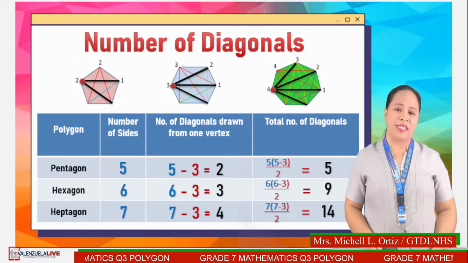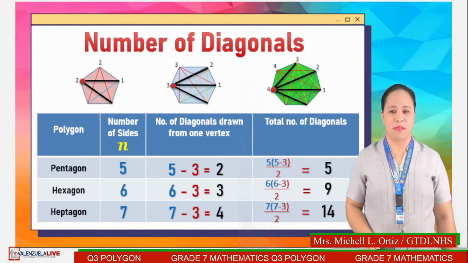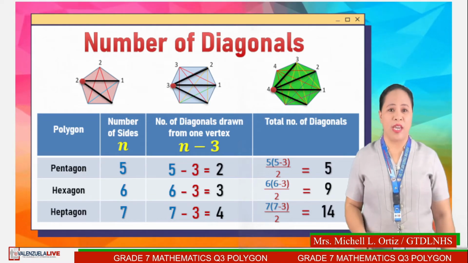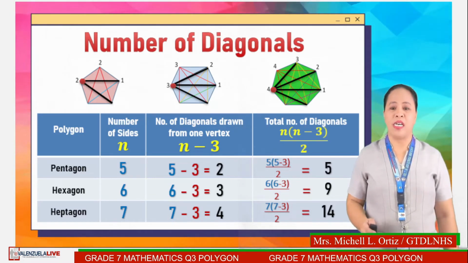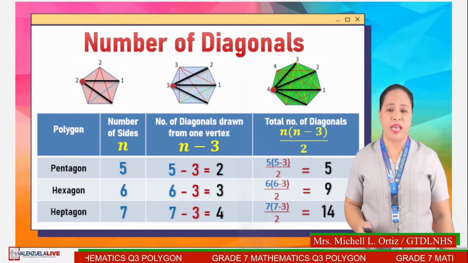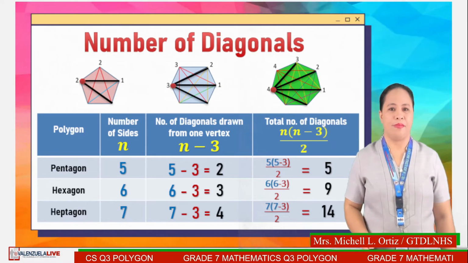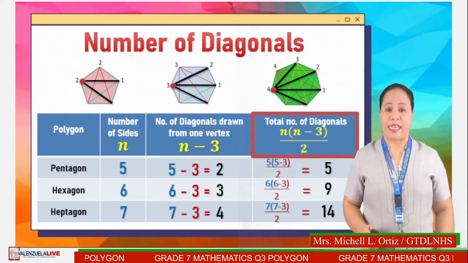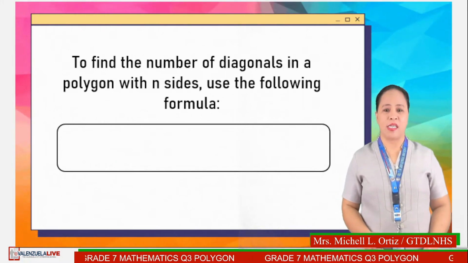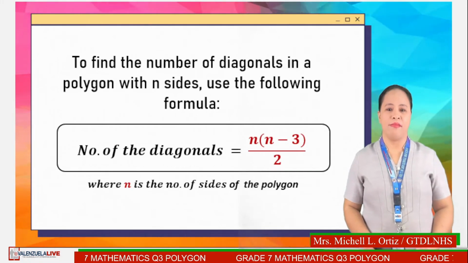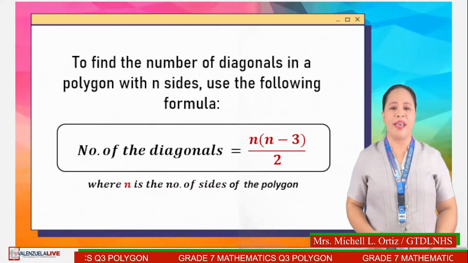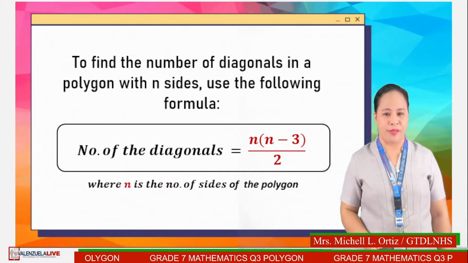Replacing the number of sides of the polygon with n, we now have the formula for the number of diagonals, which is n times the quantity of n minus 3 all over 2, wherein n is the number of sides of a polygon. Again, to find out the number of diagonals in a polygon with n sides, use the formula n times the quantity of n minus 3 all over 2, where n is the number of sides of the polygon.